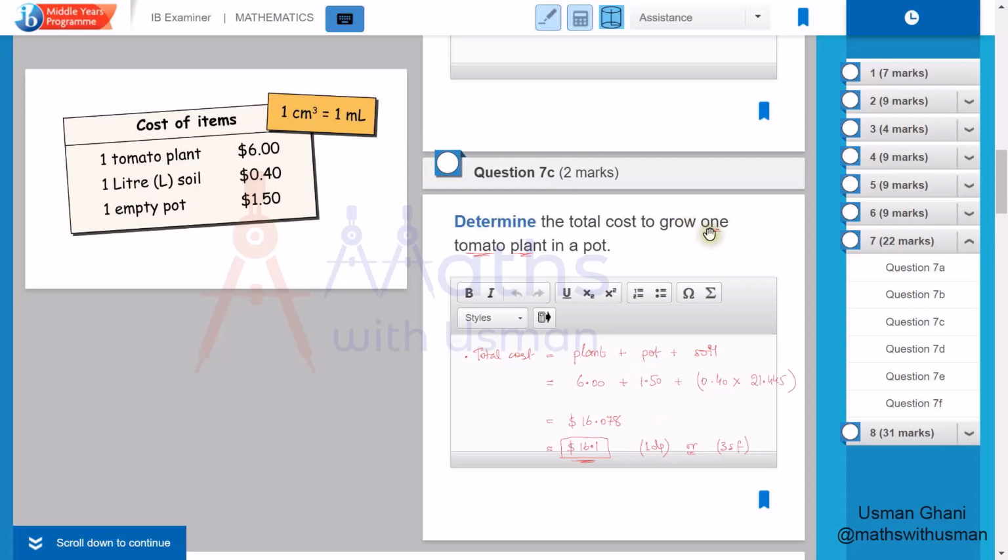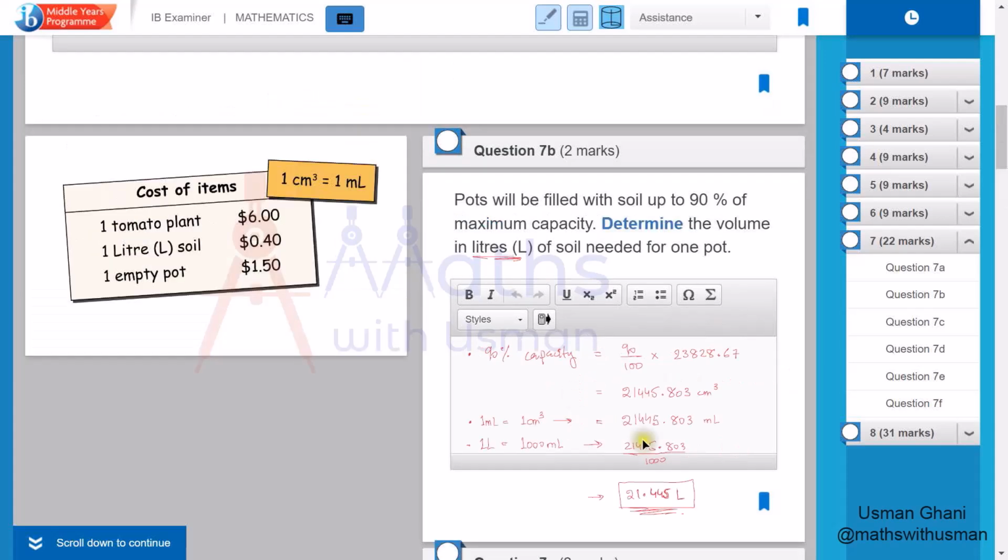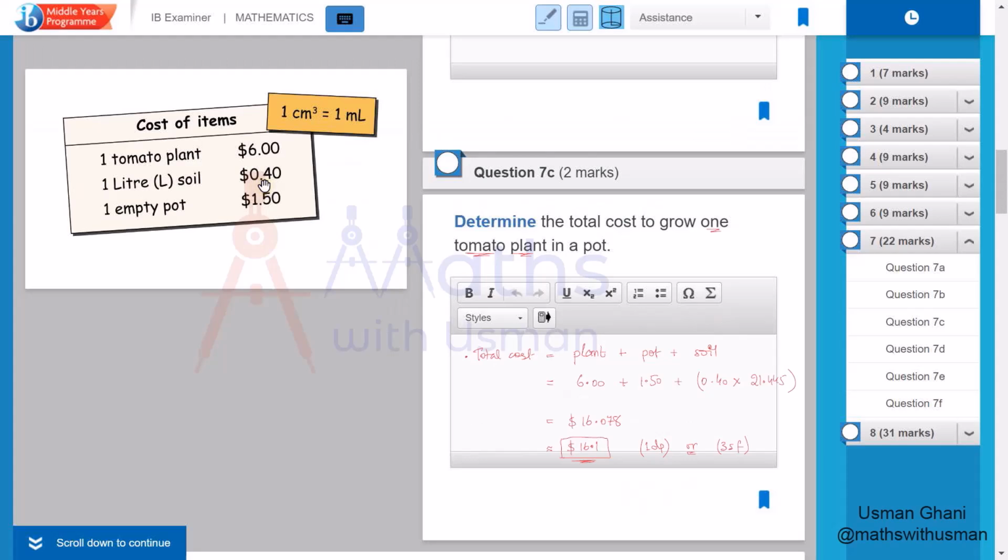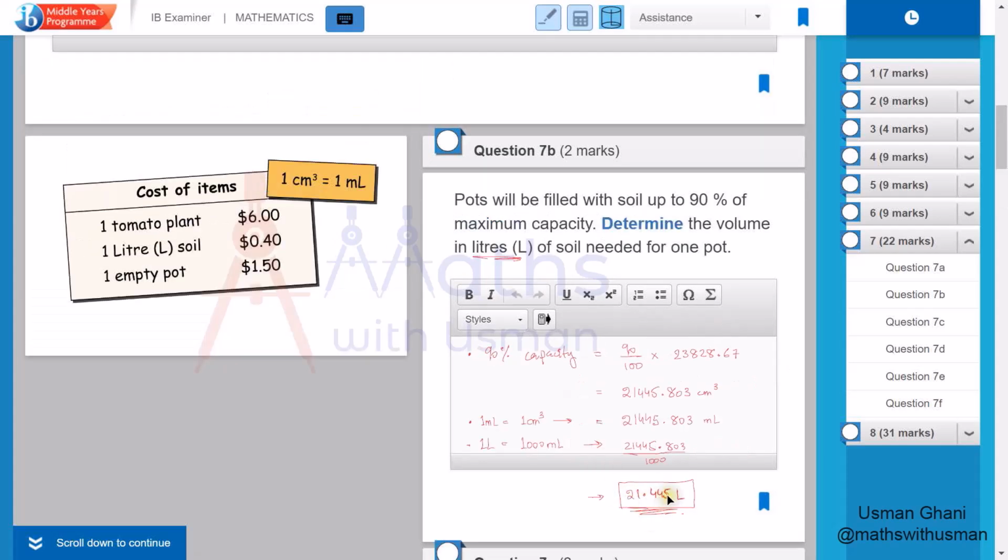7c, find the total cost to grow 1 tomato plant. The total cost to grow 1 tomato plant includes the cost of the pot, the soil, and the tomato plant. Okay, so the total cost is 3 things: the plant, the pot, and the soil. Plant is $6, easy. The pot, again, empty pot, 1.5, and then the soil is basically for 1 liter, it's this cost. So if 1 liter costs 0.4, how much does these many liters cost?